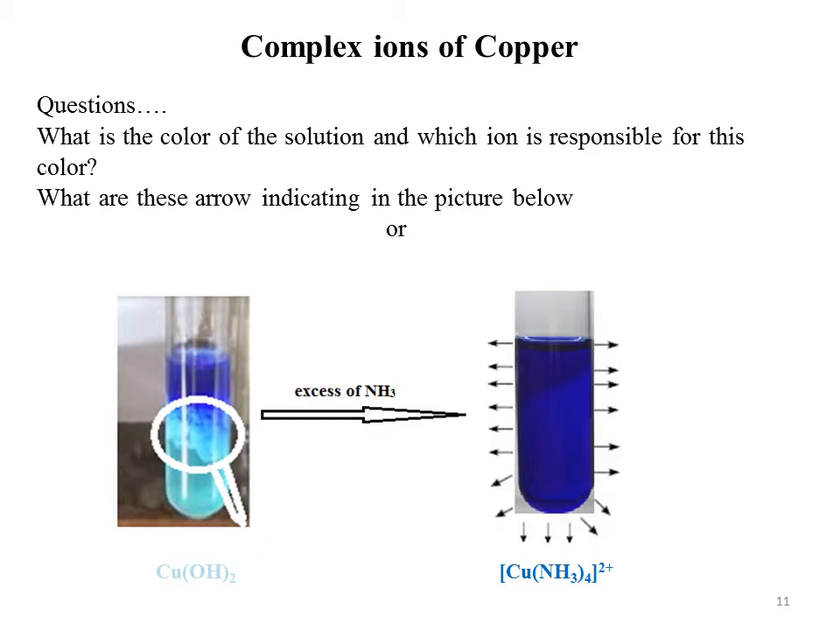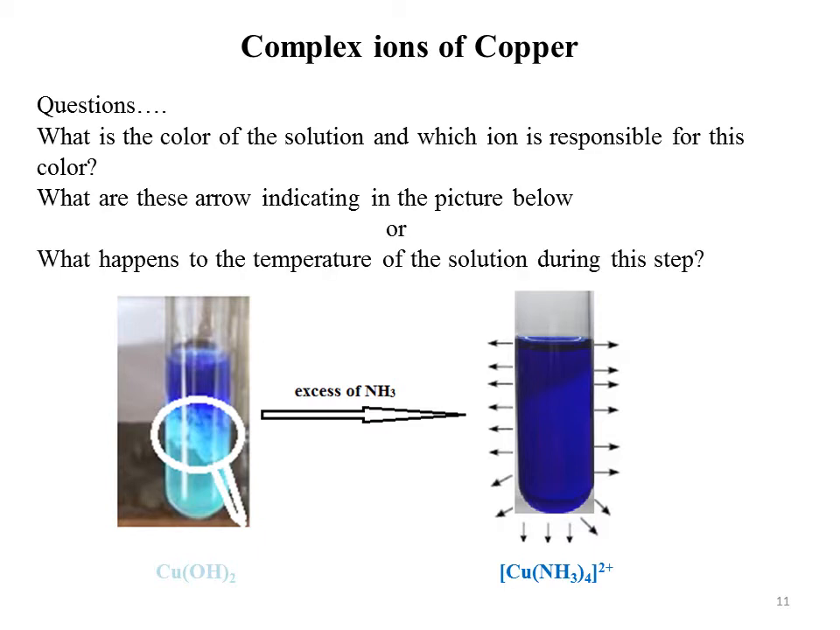Or this question could be like, what happened to the temperature of the solution during this step? Actually, when tetraamine cuprate(II) ion forms, there is an evolution of heat. So you can explain this with the help of the picture as well. What are the arrows indicating? You have to report this answer in terms of the nature of reaction, that is endothermic or exothermic reaction.